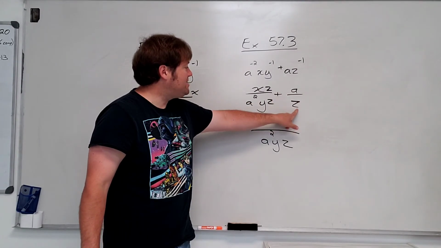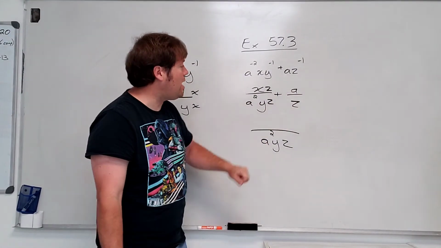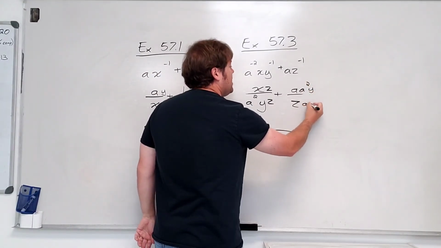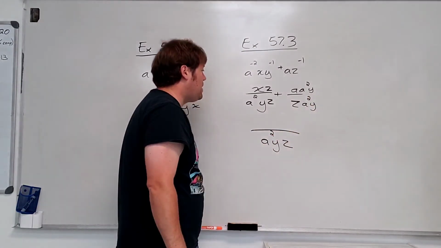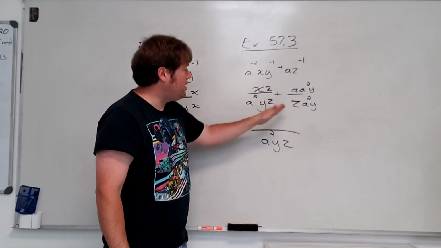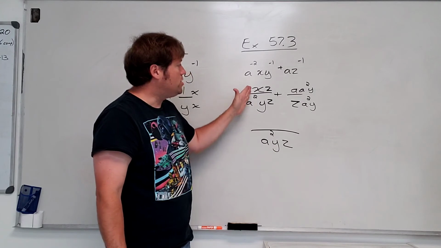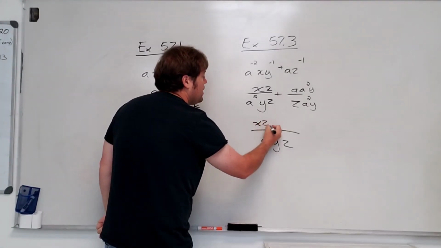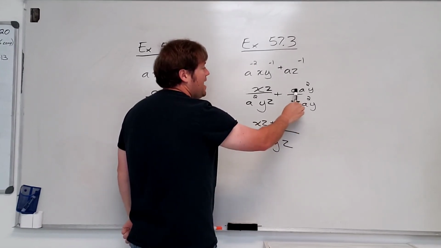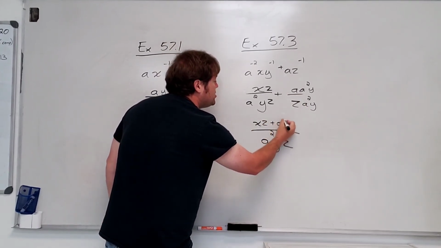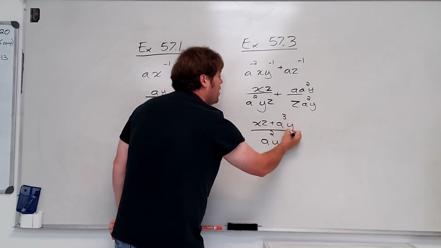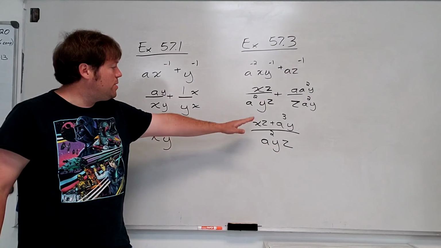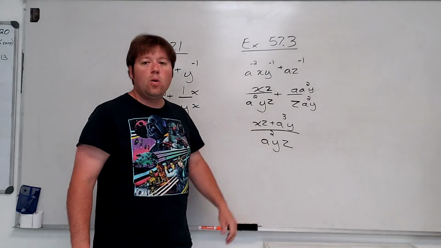This term has z, it's missing a squared and y. So we'll put an a squared y in the numerator and an a squared y in the denominator. We now have a common denominator, a squared yz. We're just going to simplify our numerator. We have xz plus, over here we've got a times a squared, which is a cubed, and we have y. So there's our answer for that one. xz plus a cubed y over a squared yz.